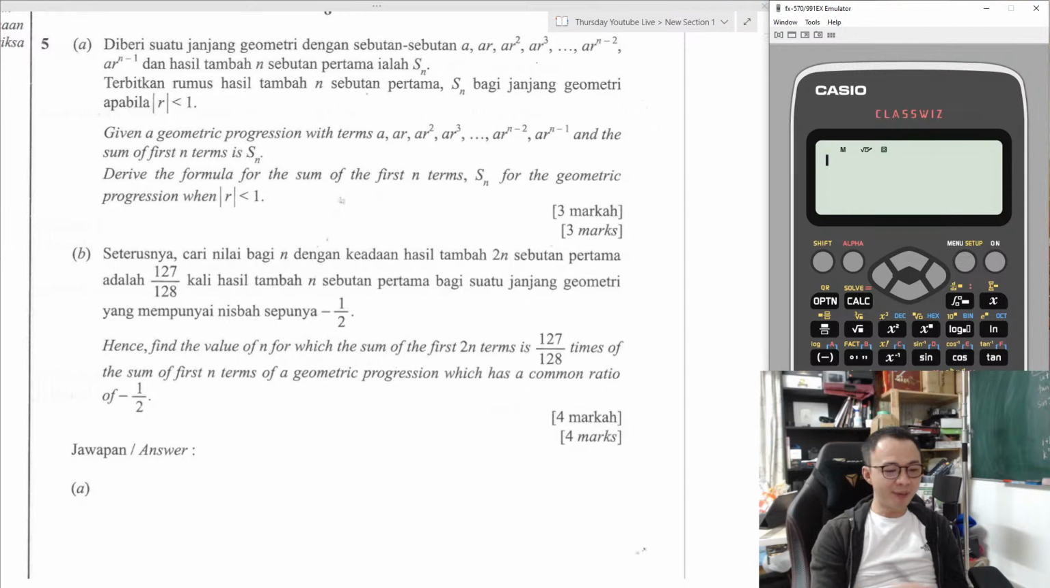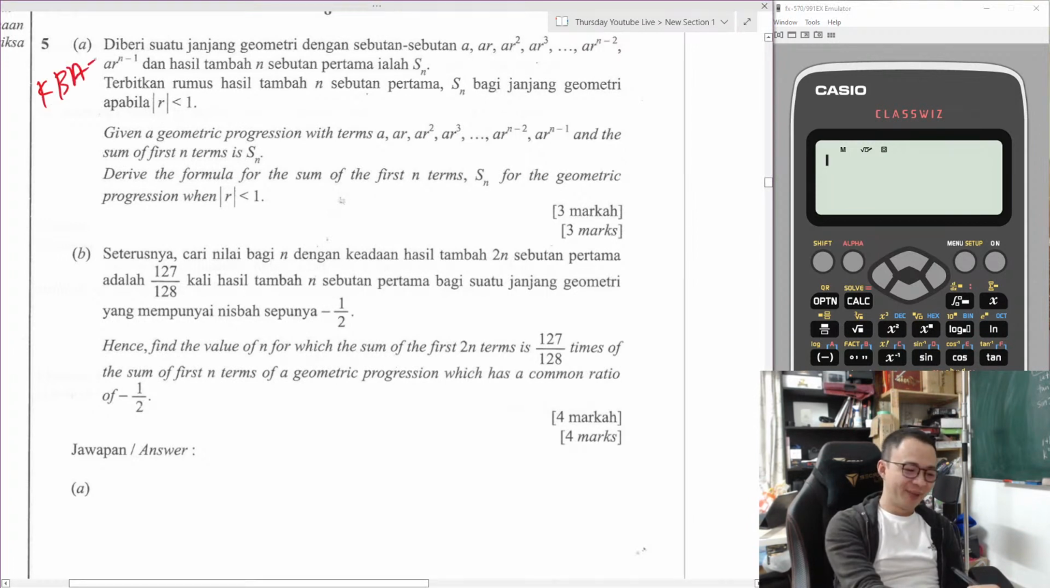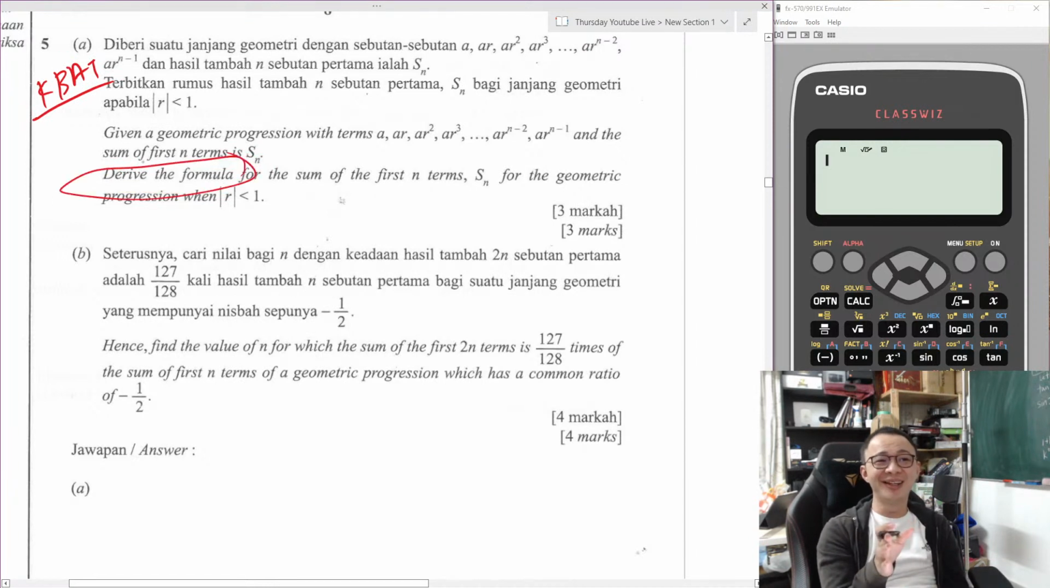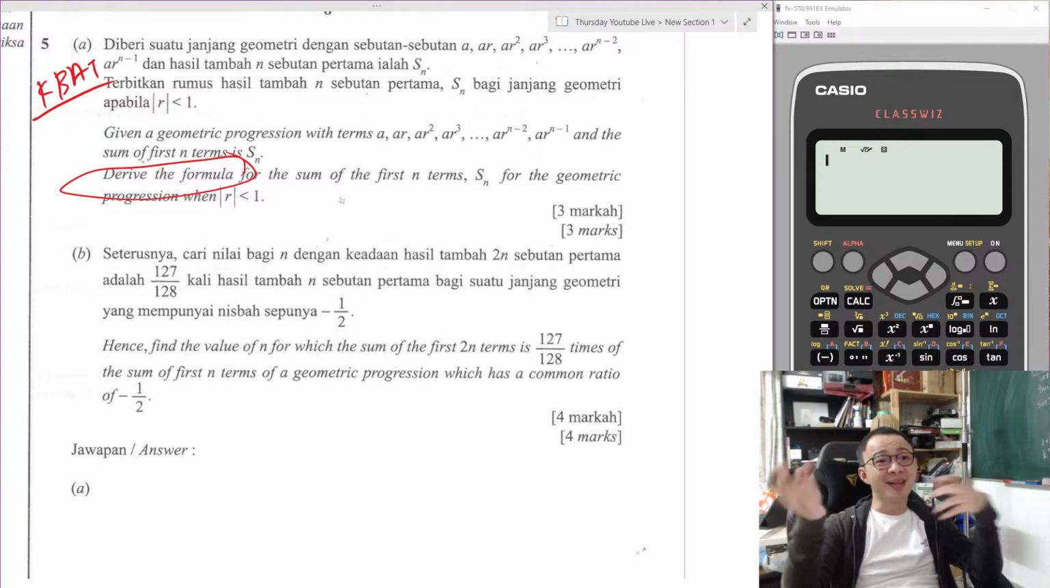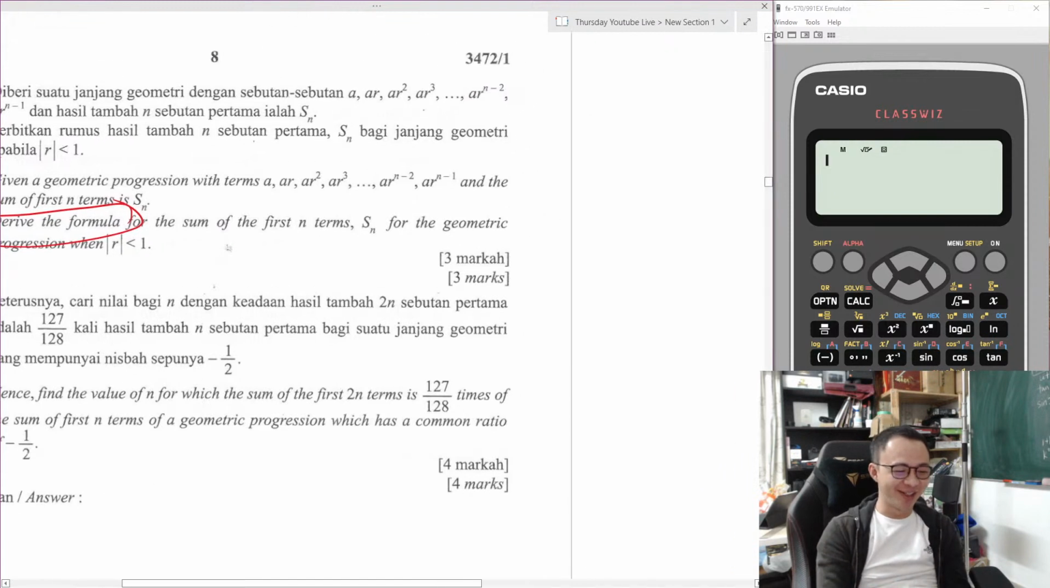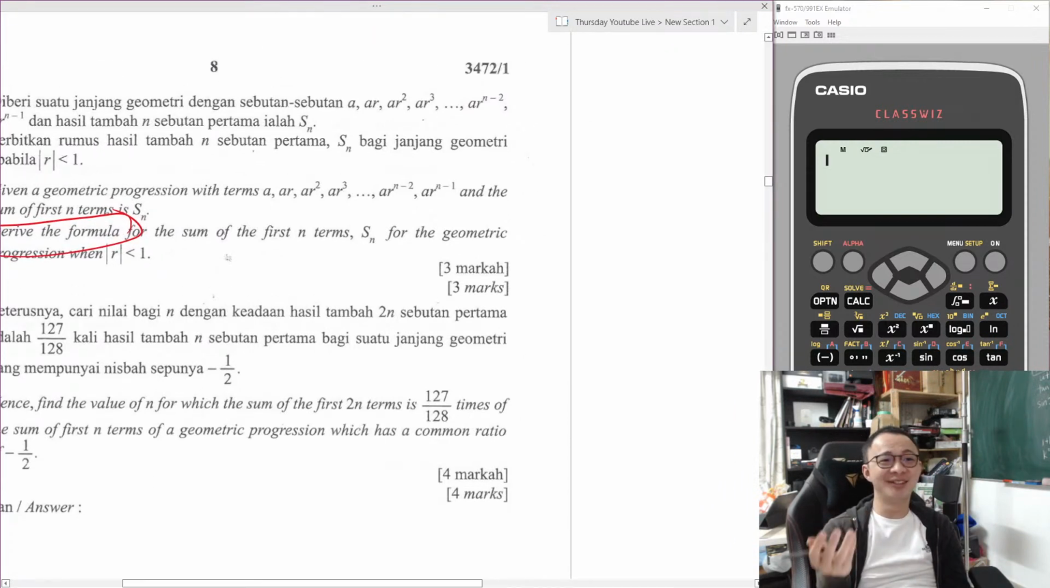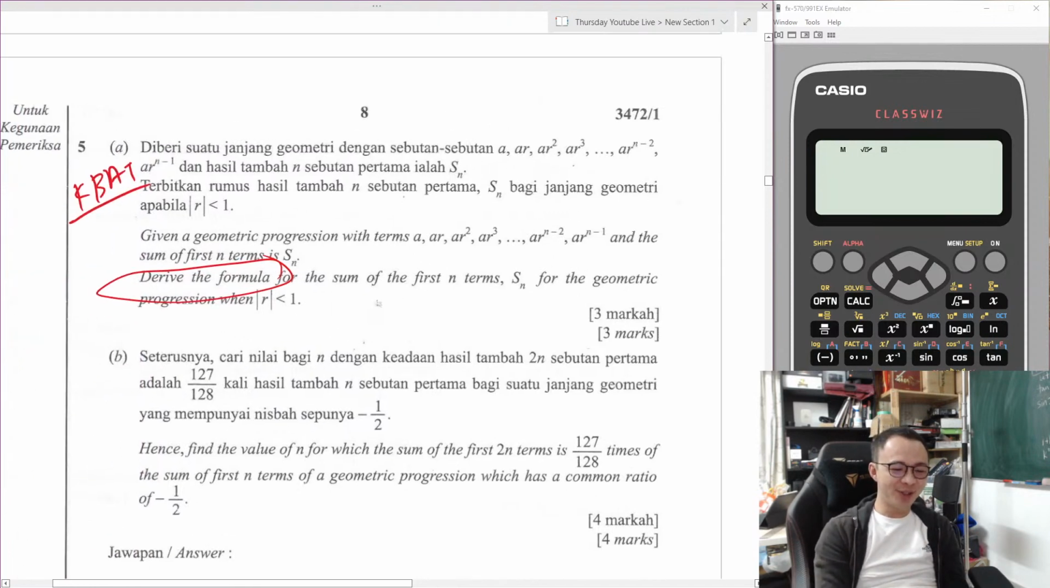Alright, so let's come back here. This is the one I actually find a bit hard, part A, because they ask you to derive the formula. Deriving the formula is normally what mathematicians do. Basically, they come up with a concept: A plus AR squared plus AR cubed. If I want to add all of them, I want to come up with some formula for it. Right now you are not mathematicians, you are students, but you also need to do that. Normally they will give you a formula, but right now they ask you to write out the formula. You should know how the formula comes from. So let's do it.